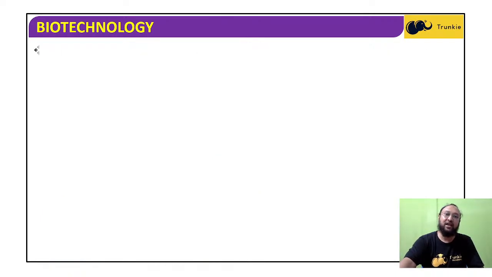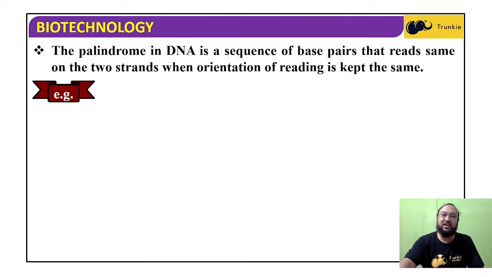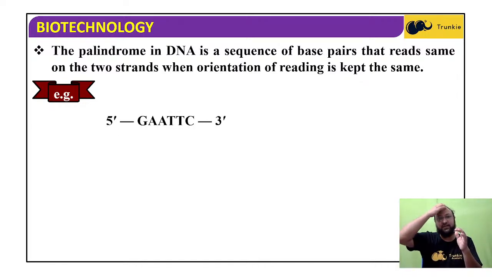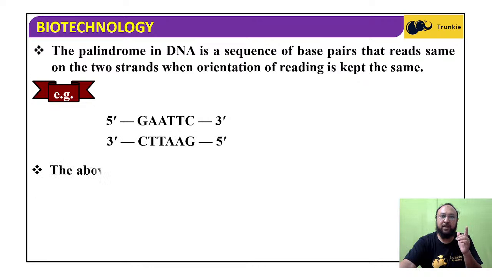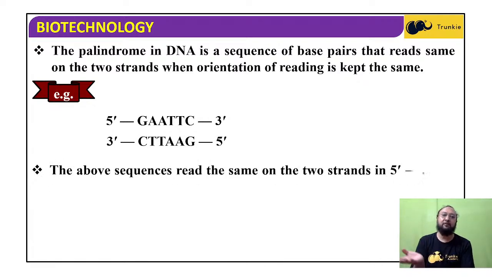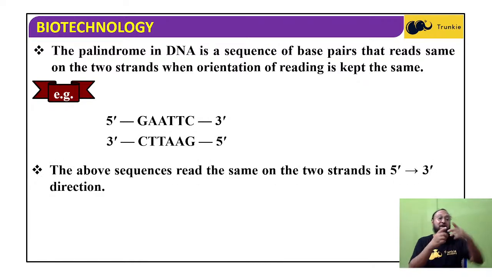Here also, as we have seen, a palindromic sequence in DNA is a sequence of base pairs that reads the same on the two strands when the orientation of reading is kept the same, like this here: GAATTC 5' to 3', and again from 5' to 3' on the other strand. That means the two strands of DNA are connected by hydrogen bonding, and DNA is antiparallel, which we studied in the structure of DNA.